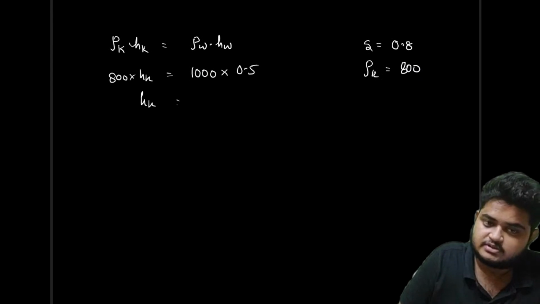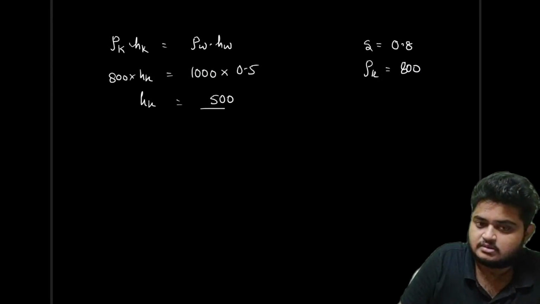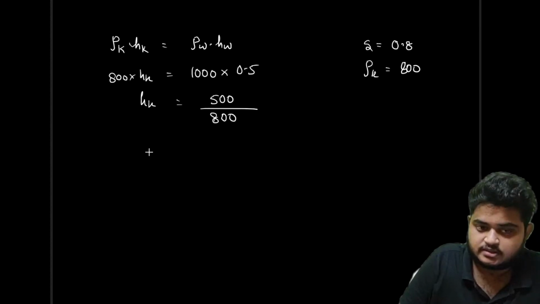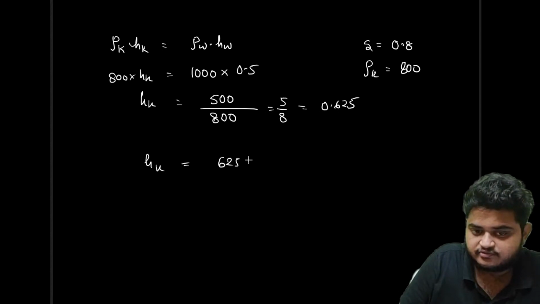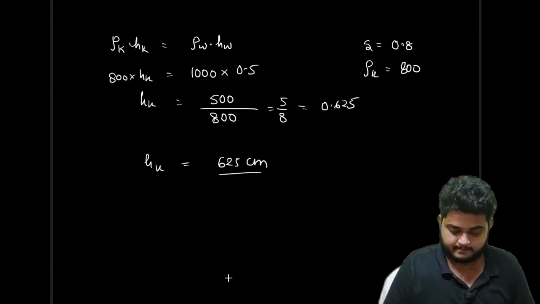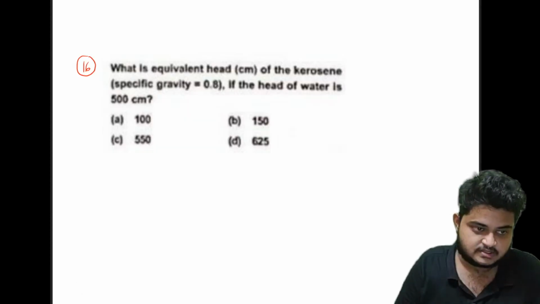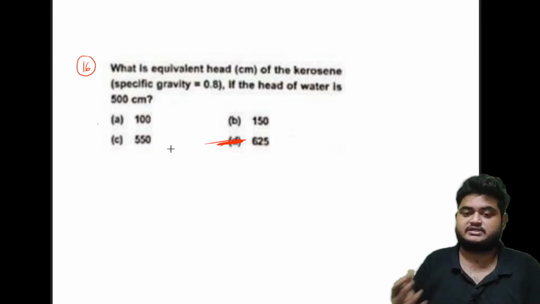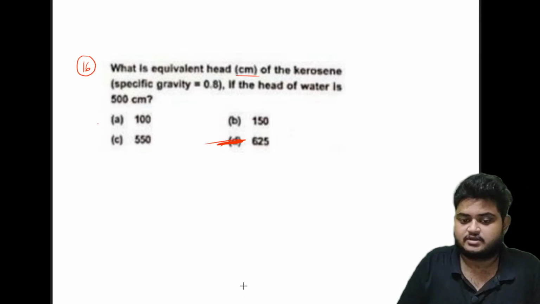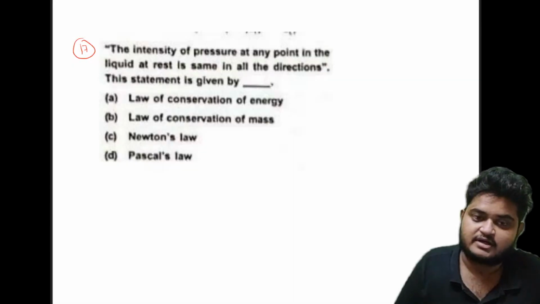Now this will be 800, so obviously this will be 5 by 8, 0.625. So height of kerosene will be 625 in centimeter. So this is the right answer, and option D is the right answer. 625 centimeter will be the height for kerosene.